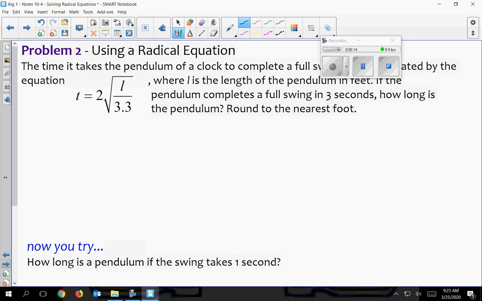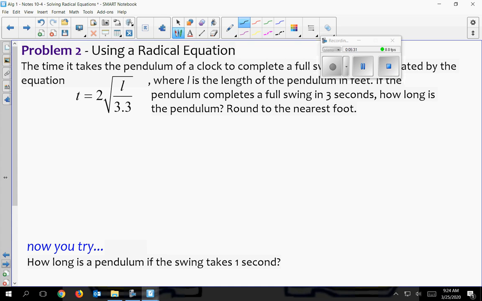This problem, it's kind of a cool problem. It's a physics problem. Some of you guys, if you take physics down the road, you do this. I'm just going to write it out and do it for you. The math is not that difficult, but it looks scary.